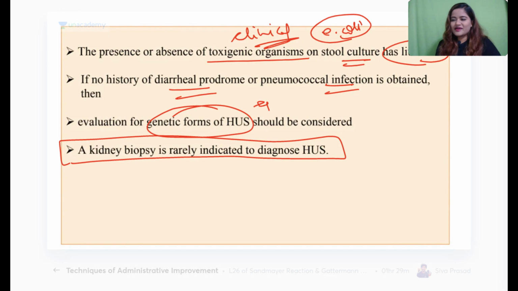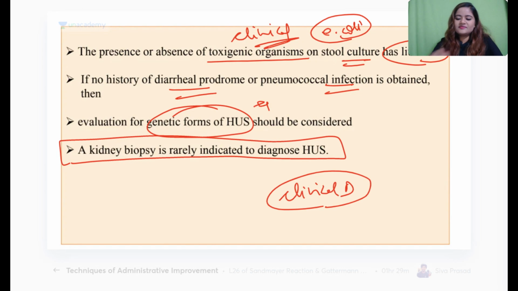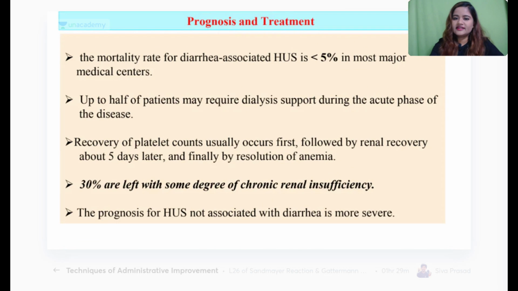then also you will not go and do a renal biopsy. Why? Because it is a clinical diagnosis. ठीक है. Renal biopsy has got no role because it is all reaction mediated injury to the kidney. अगर आप biopsy कर भी लेते हो तो आपको cause नहीं पता चलेगी, so it is not indicated.